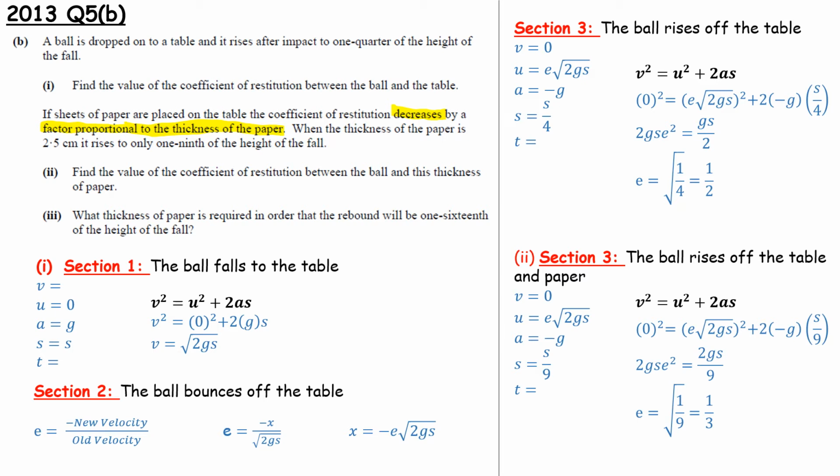Now, at this point, hopefully, you may have made a little bit of a connection. If we talk about a ball or a particle being dropped, and that is that there is no velocity being put into it, so this is dropping. What we've seen here is that if it rises to 1/4 of the height, e is the square root of that. If it rises to 1/9 of its height, e is the square root of 1/9, which is 1/3. And that will help us because the next part says what thickness of paper is required in order that the rebound will be 1/16 of the height of the fall.